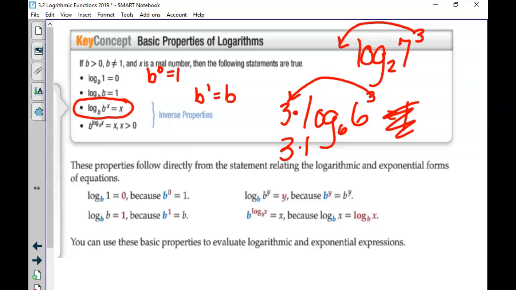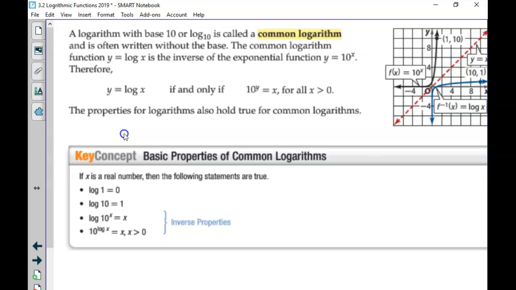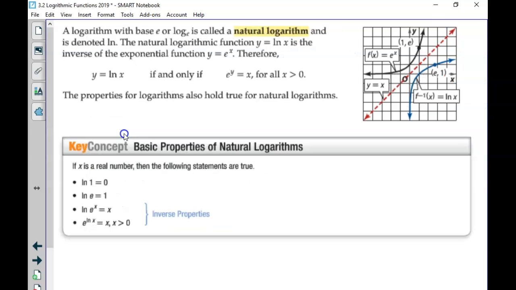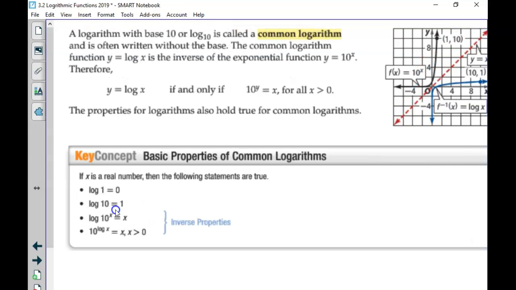And the next one is b to the log base b of x is x. Let me see. These also work with natural logs. Here, this is the one that we're struggling with explaining just a little bit.